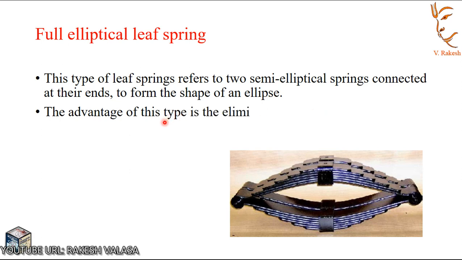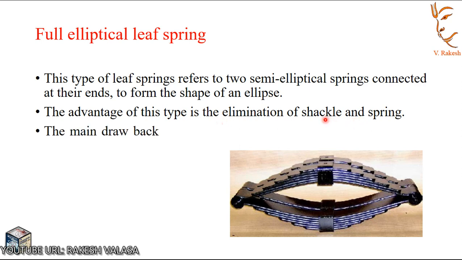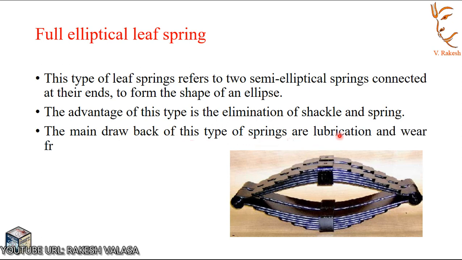The main advantage of this type is the elimination of shackle and spring. The main drawback of this type of springs are lubrication and wear frequently. This type of elliptical leaf springs are used in Ford Model T vehicles.